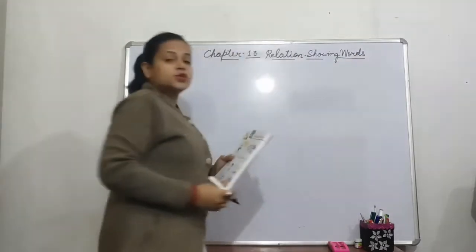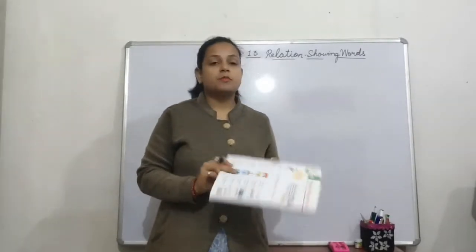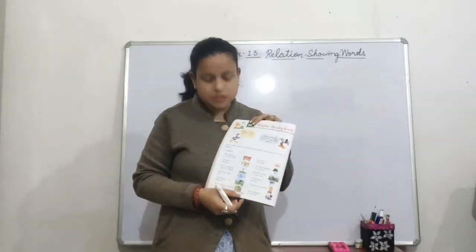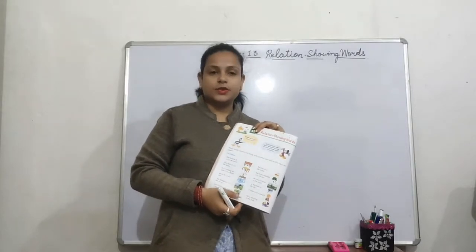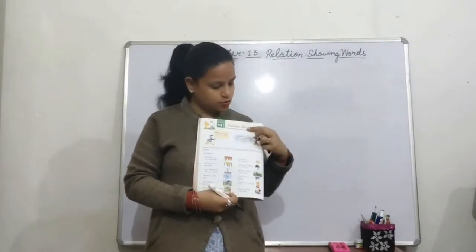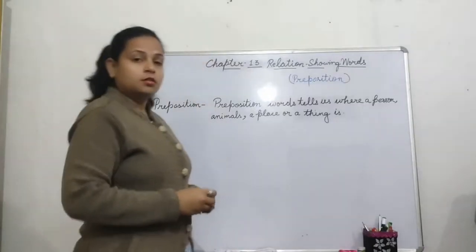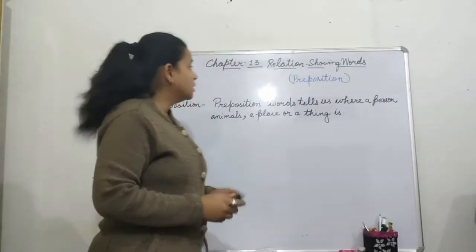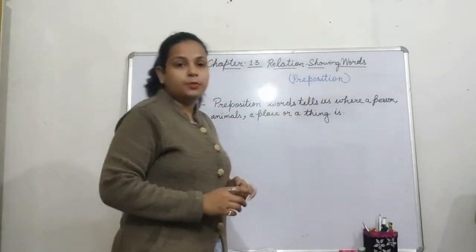Okay. So, can you take out your English grammar book and open page number 60. Page number 60. Okay. Chapter 13. Relations showing words. So, let's start. Dear students, relations showing words are called prepositions.